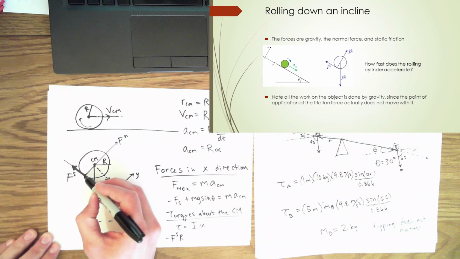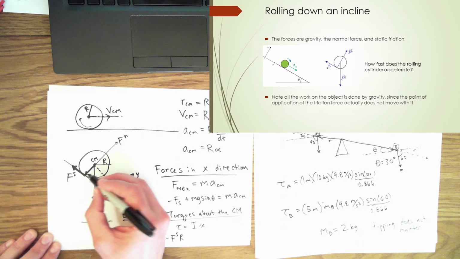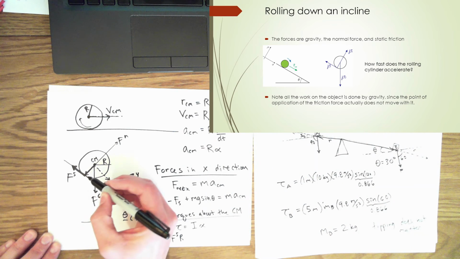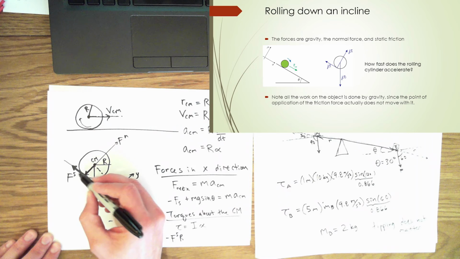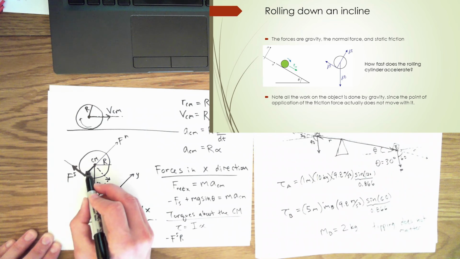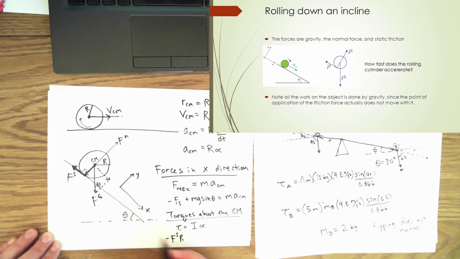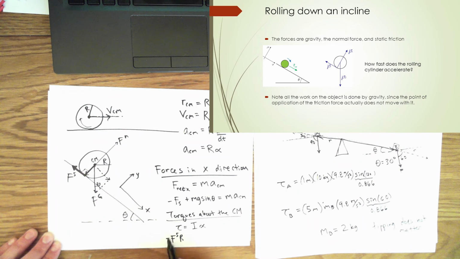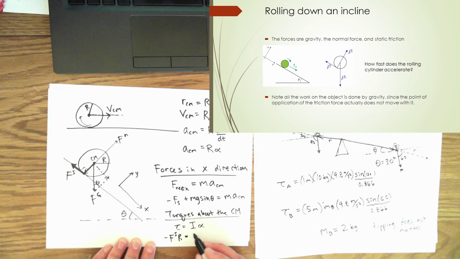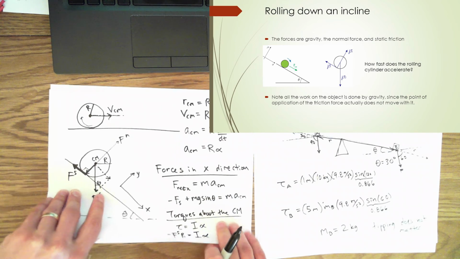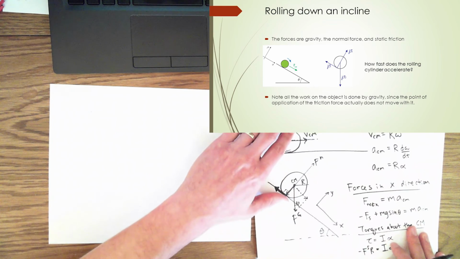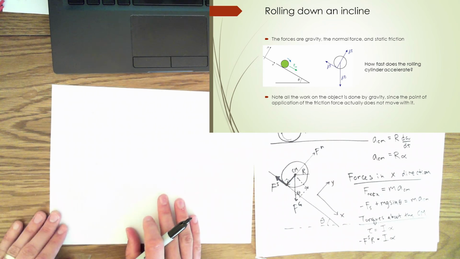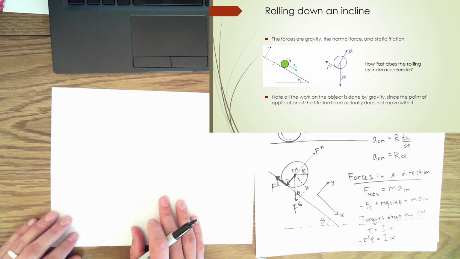So this is the position vector from the center of mass to the point of the force acting. Here's this friction force. There's a right angle between them. So it's just the magnitude of this force times the magnitude of the position vector, which is r. That's what the torque is. Okay, let's keep going. That's some information we need for this problem.